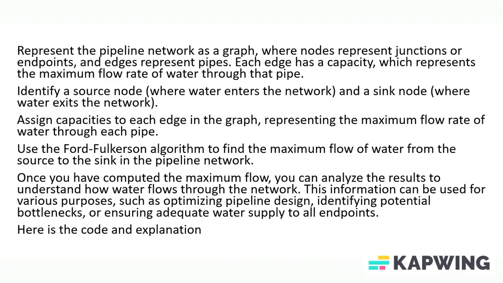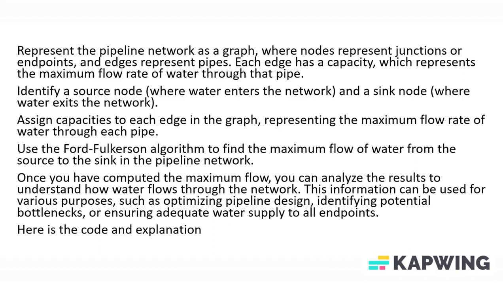Identify a source node, where water enters the network, and a sink node, where water exits the network. Assign capacities to each edge in the graph, representing the maximum flow rate of water through each pipe.